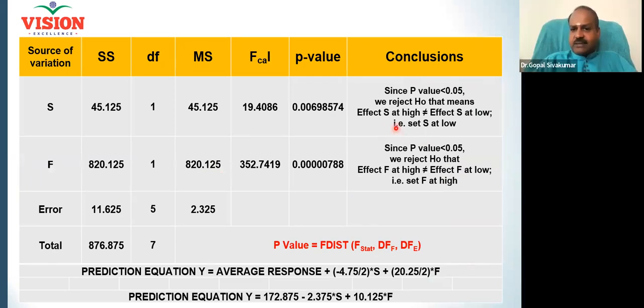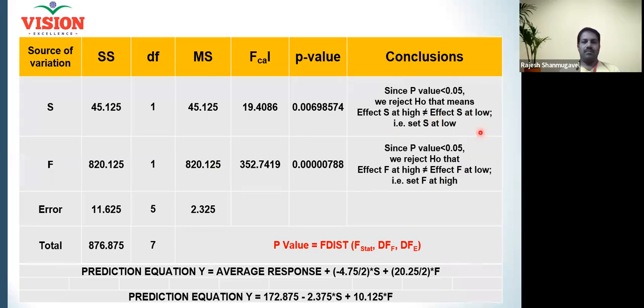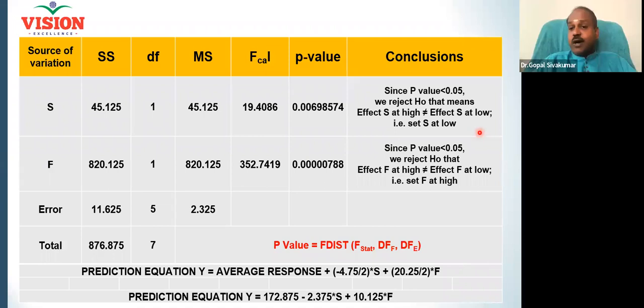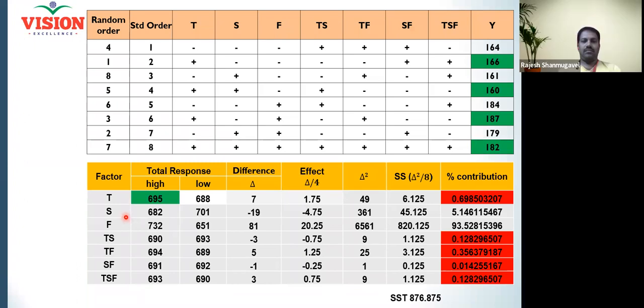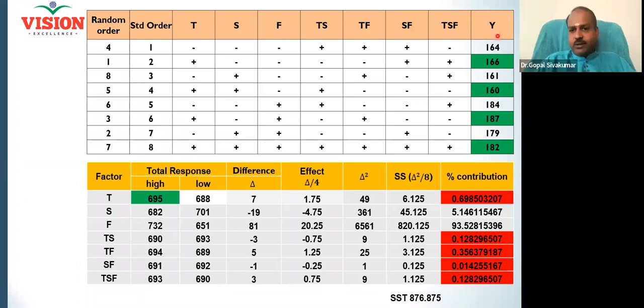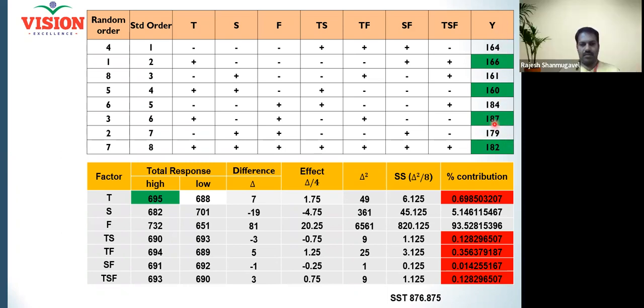The effect of the S at high is not equal to the effect of the S at low. So you have to optimize the S. See here, S is here. What is optimization in this case? You need to improve the yield of the process, isn't it? Yes, yield of the process you want to increase.